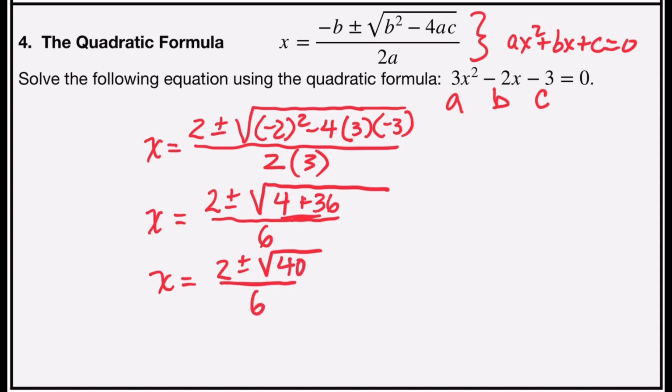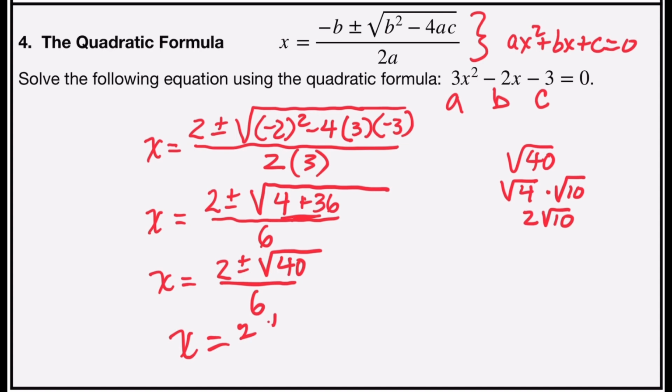So now I have to see if I can simplify the square root of 40. Is there a perfect square factor in the square root of 40? And there is. The square root of 40 can be written as the square root of 4 times the square root of 10, and the square root of 4 is 2, so that would be 2 times the square root of 10. So x would be equal to 2 plus or minus 2 times the square root of 10 over 6.